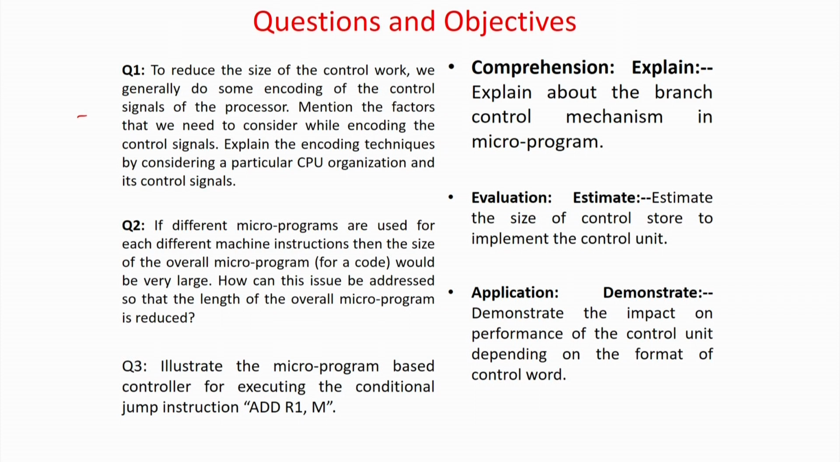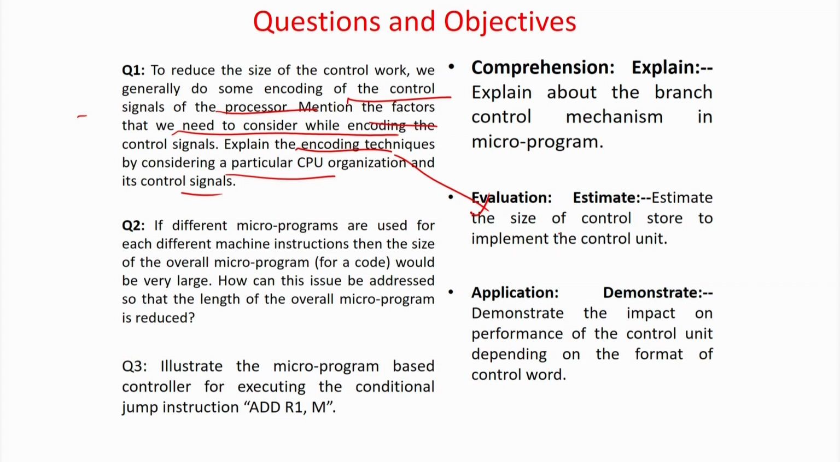questions to see how we have met the objectives. So, we said that to reduce the control word, we generally do some encoding of the control signal. Mention the factors we need to consider for the encoding, that is clustering, etc. Explain the encoding techniques in a particular CPU organization, single bus architecture and its control signals. So, basically it will easily satisfy this objective.